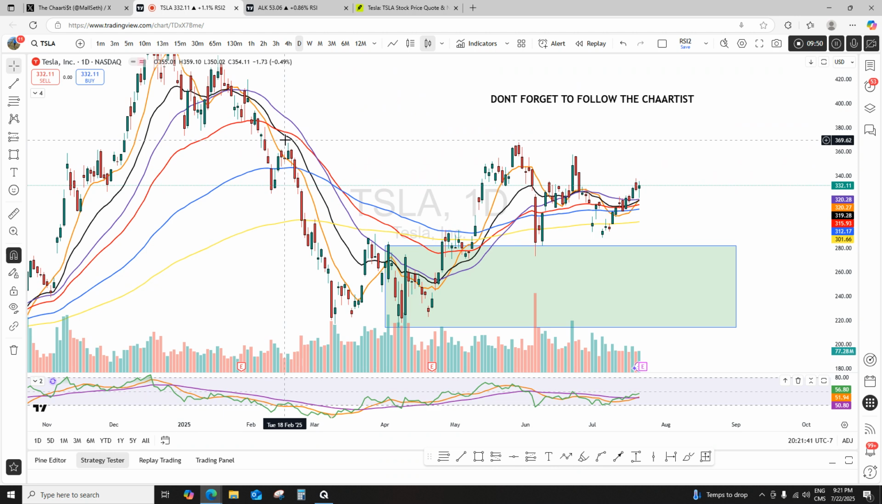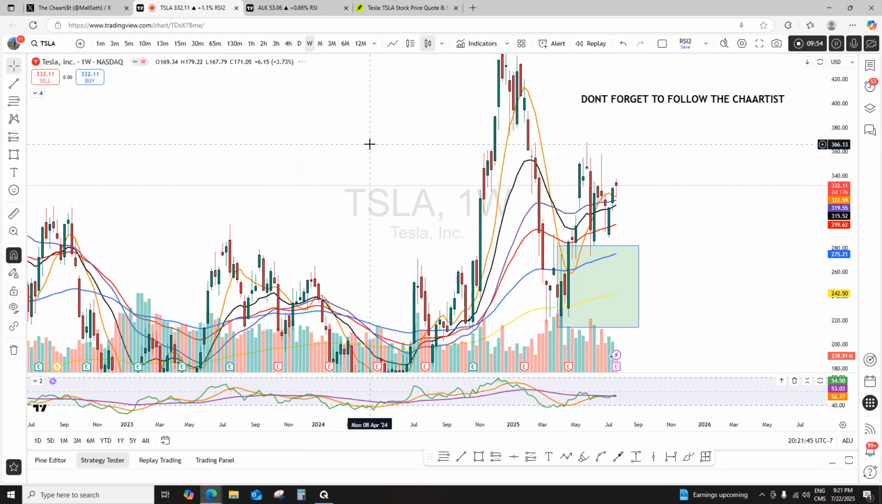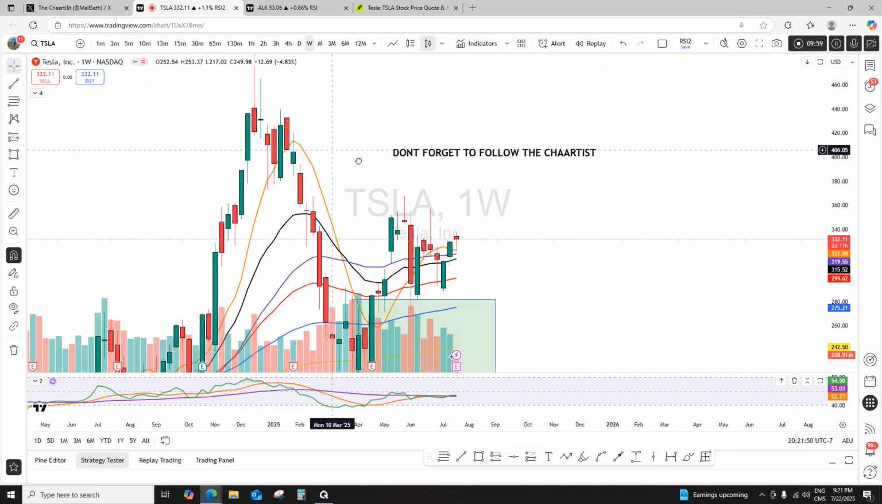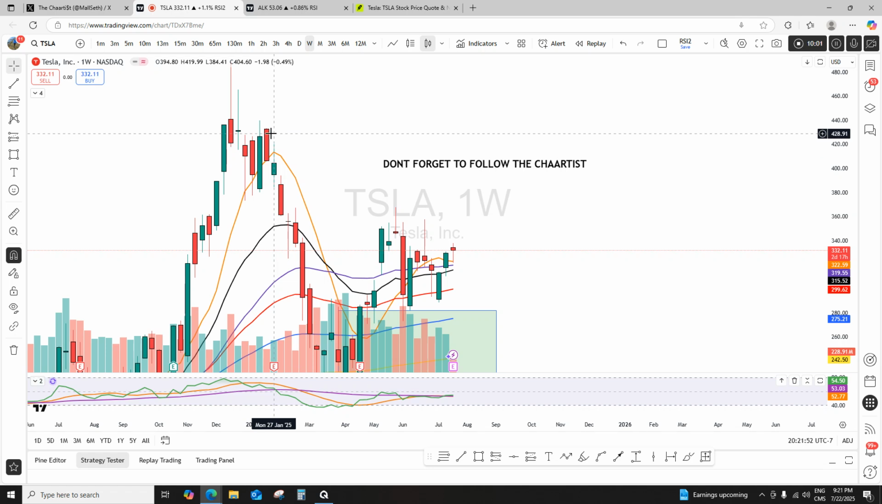The only supply zone which I see as a fresh supply zone is right here, this one. So understand the formation of this candle as well. This is a weekly candle. Price opens here, goes up, and then comes down here. Next week, price gaps down here at 394, goes up, down, and then finally closes here at 404.